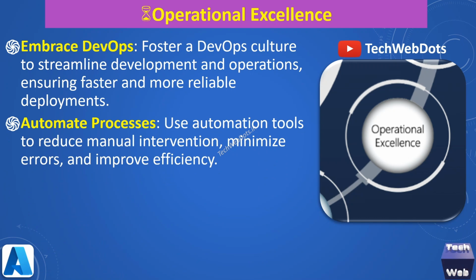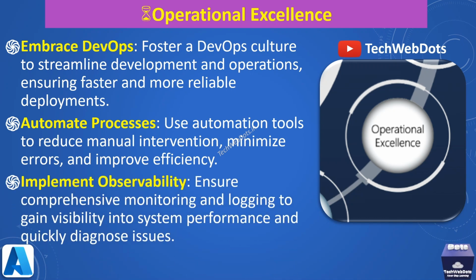So that's the next point, which says automate processes. Use automation tools to reduce manual intervention, minimize errors, and improve efficiency. Because at this point, if you develop your DevOps strategy and your automation process, then definitely it will help you for all the future deployments. The last one, implement observability.